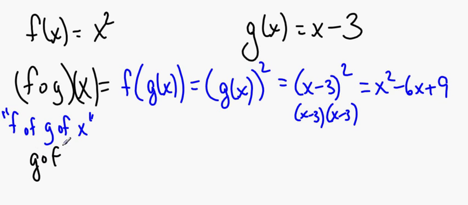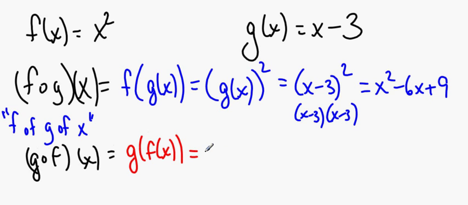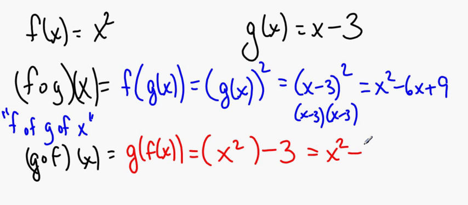Similarly, we could talk about g of f of x, and that's g of f of x. So we're going to take the g function. The g function takes whatever the input is and subtracts 3. So what's the input in this case? The input in this case is f of x, that's x squared minus 3, and we just write it like so.